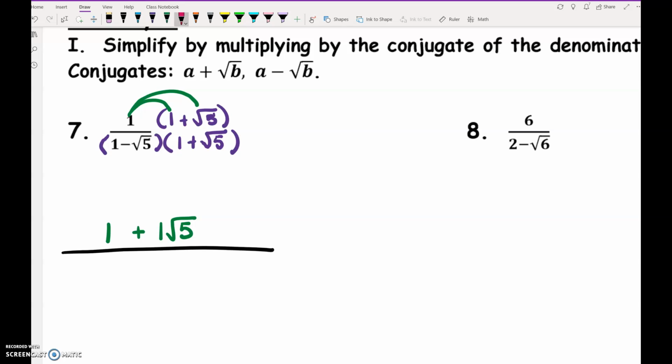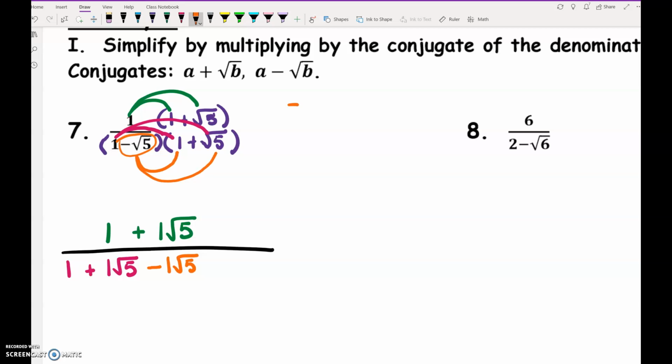On the bottom, we have to double distribute or FOIL. I really hate that word, but it actually works here. 1 times 1 is 1. 1 times the square root of 5 is 1 times the square root of 5. Then we need to distribute the negative square root of 5. Negative square root of 5 times 1 is negative 1 square root of 5. Negative square root of 5 times the square root of 5.